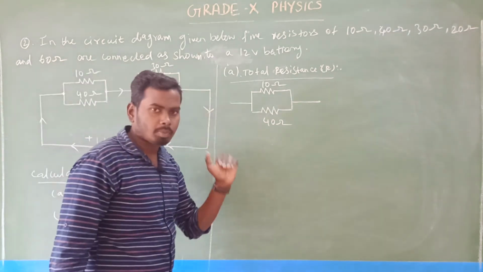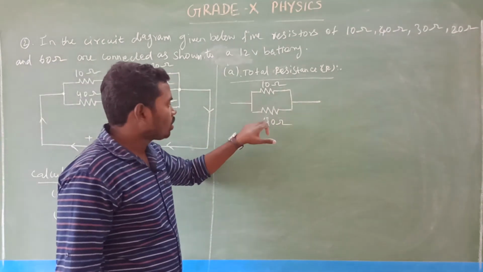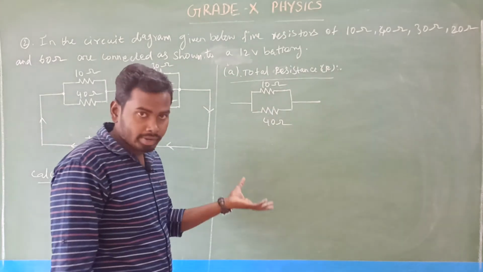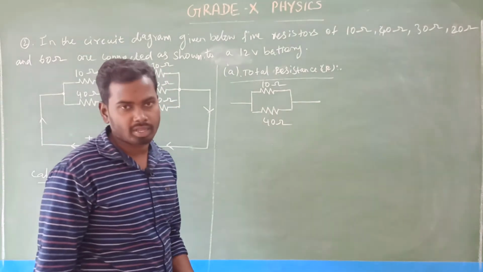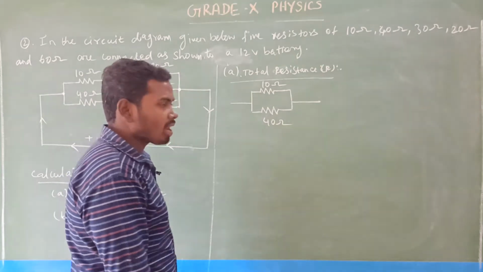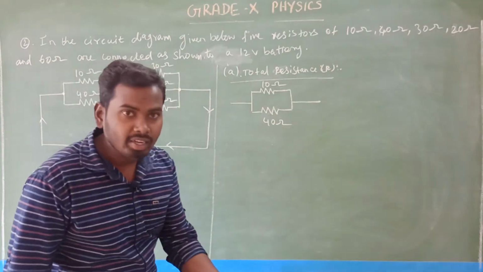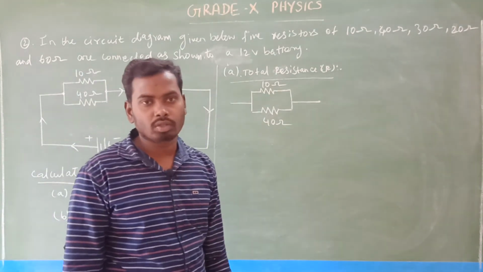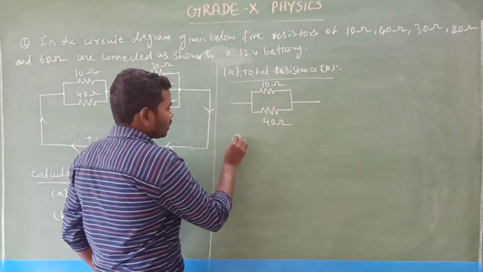Here both resistors are parallel to each other. This one parallel to that one. Okay, now I'm going to convert this parallel into series combination. Yes. So in parallel combination, how can we calculate the total resistance values? The total resistance.